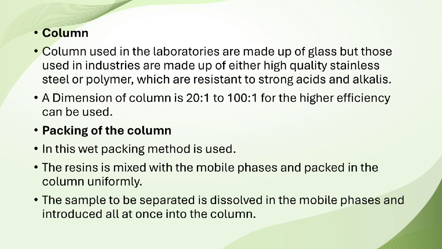Columns used in laboratories are made up of glass, but those used in industries are made up of high quality stainless steel or polymer, which are resistant to strong acids and alkalis. A dimension of column is 2:1, or 100:1 for higher efficiency, can be used. Packing of the column. In this, wet packing method is used. The resin is mixed with the mobile phase and packed in the column uniformly. The sample to be separated is dissolved in mobile phase and introduced all at once in the column.